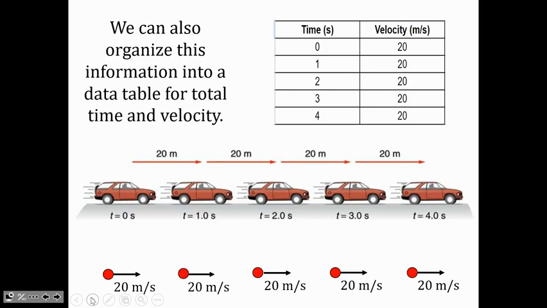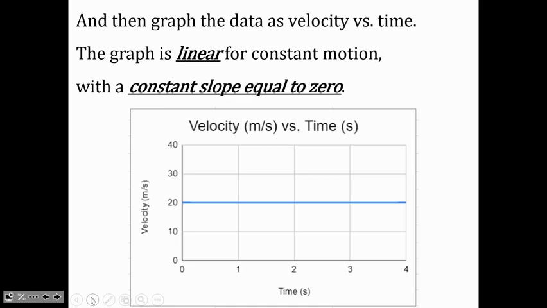Now there's another way we can organize motion information and graph it, and that's with a velocity versus time graph. If we organize our information for time and velocity into a data table, it would look something like this. We still have time starting at 0 seconds and increasing by 1 second each interval until we get to 4 seconds. And the velocity, remember, is constant. We're looking at constant velocity motion. So the velocity stays at 20 meters per second for the entire motion of the car.